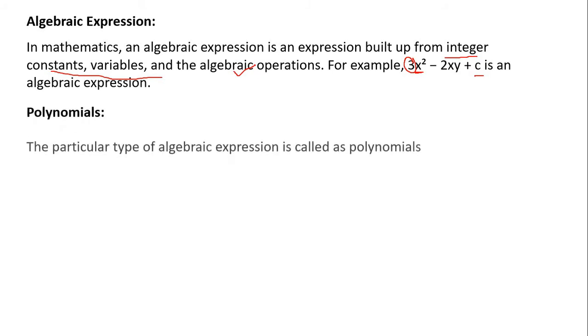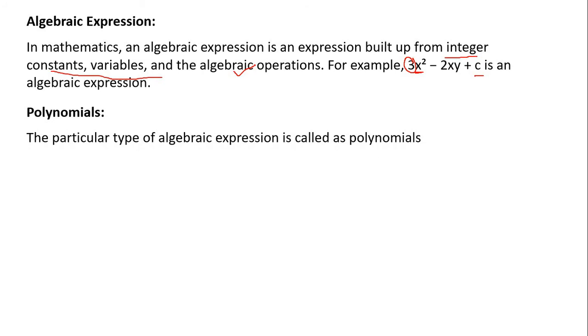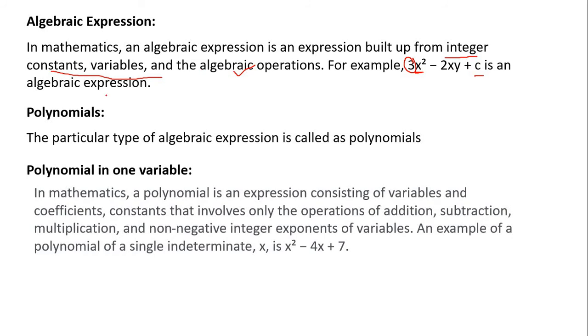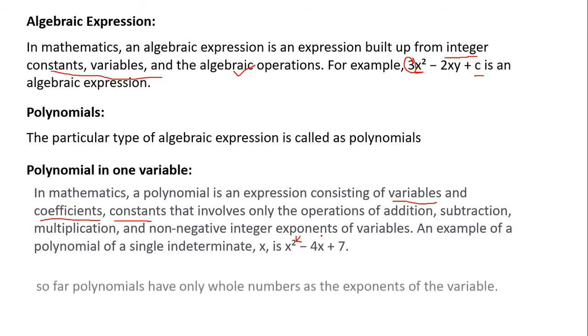Polynomials are a special type of algebraic expressions. Here we will discuss polynomial in one variable. In mathematics, a polynomial is an expression consisting of variables, coefficients and constants, involving only the operations of addition, subtraction, multiplication and non-negative integer exponents of variables. Non-negative integer exponent of variable means the exponent of the variable should be a whole number. It should not be a rational number. So this is called a polynomial in one variable.